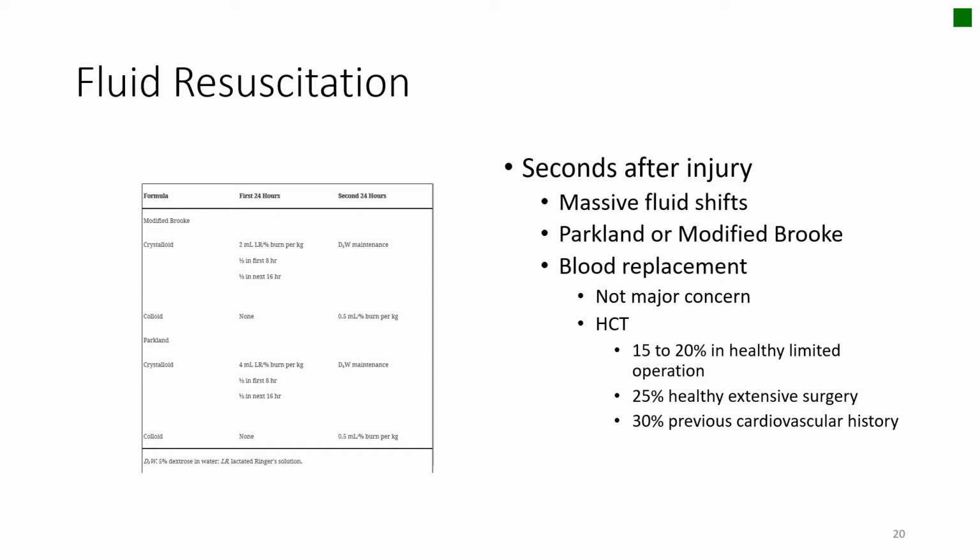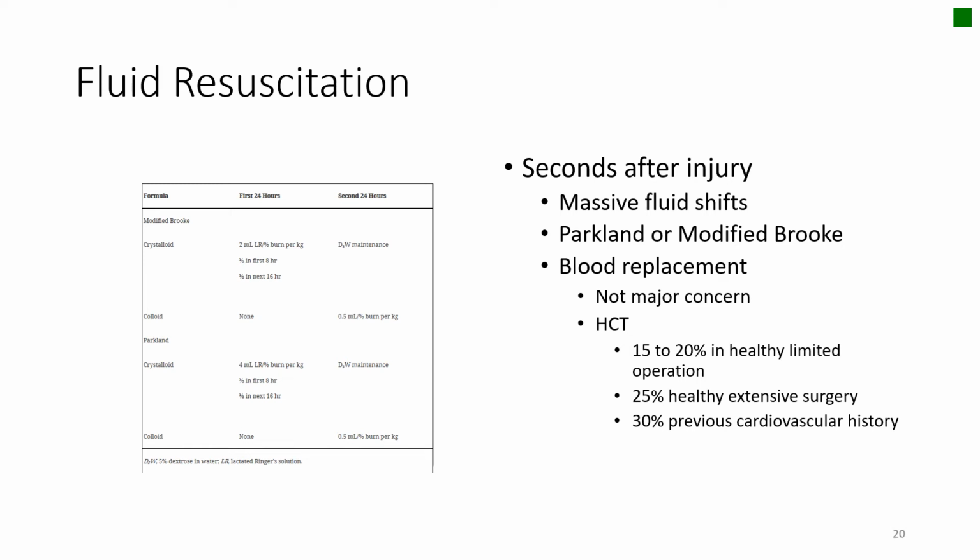The Parkland is 4 mLs times the body surface area percent times the weight in kilograms. And you generally give the first half within the first 8 hours and the other half over the next 16, which would be divided into 1/4 over the next 8 hours and 1/4 over the final 8 hours. The modified Brooke uses 2 mLs times the total body surface area of the burn times the weight in kilograms. So be familiar with those.